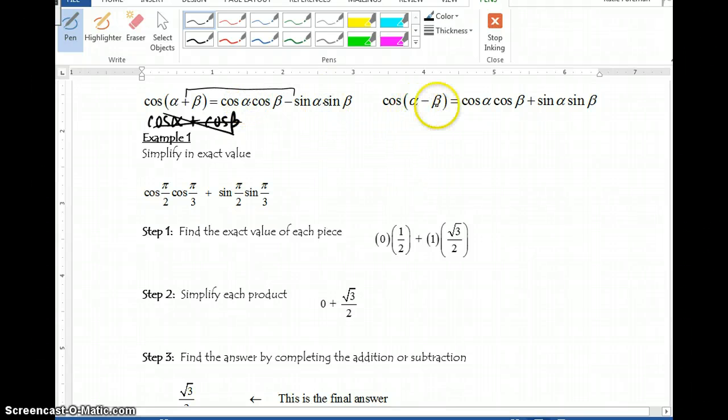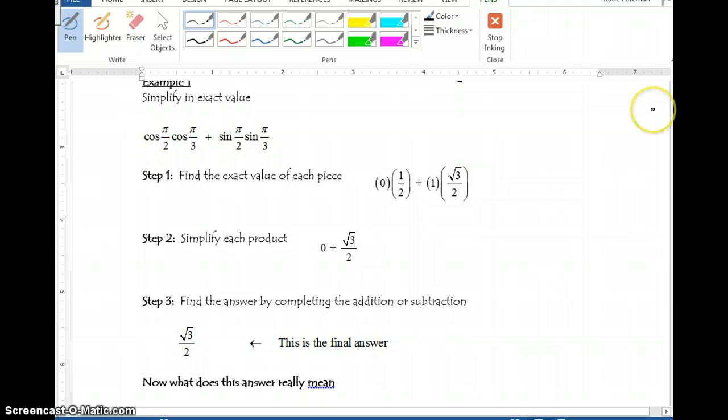For the difference of 2 angle measures, same deal. You're not allowed to distribute the cosine function. So the expansion, cosine of the first angle times the cosine of the second angle, change the operation from the original, plus sine of the first angle times sine of the second.